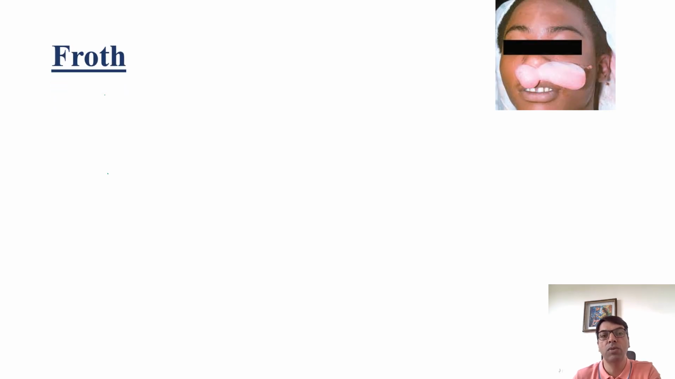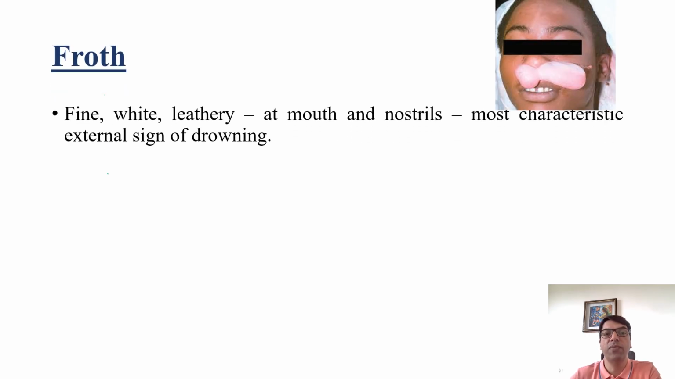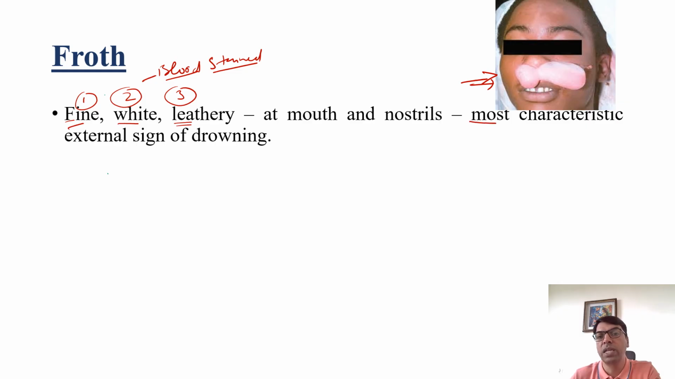The next slide talks about the froth found in drowning. We find the froth to be fine, white, and leathery. Generally, it is white, but it may be blood stained at times because of the vigorous movement or churning of the fluid inside the respiratory tract, and it is present at the mouth and nostrils, as can be seen here in the picture. It is one of the most characteristic external signs of drowning.